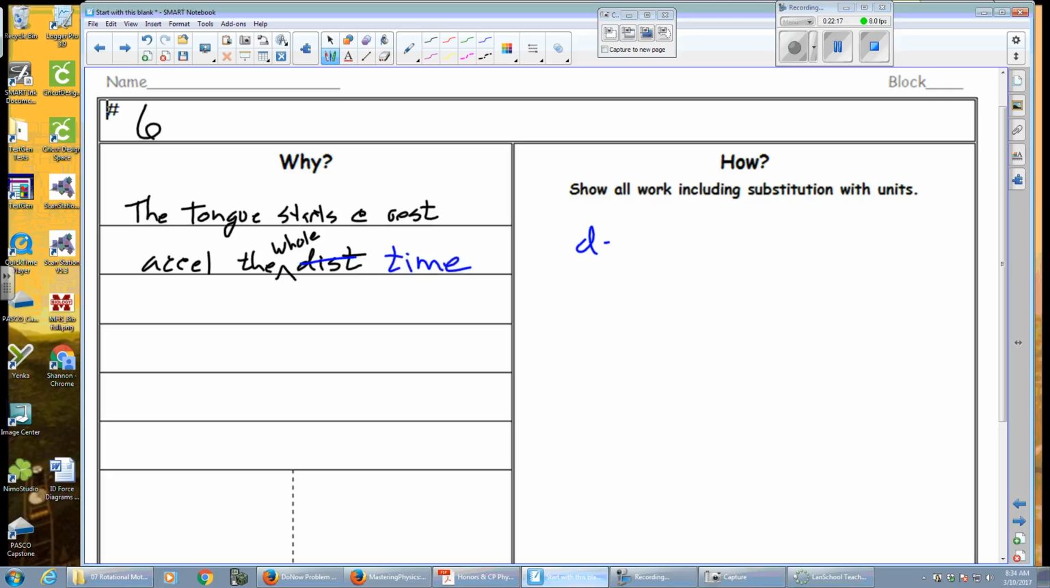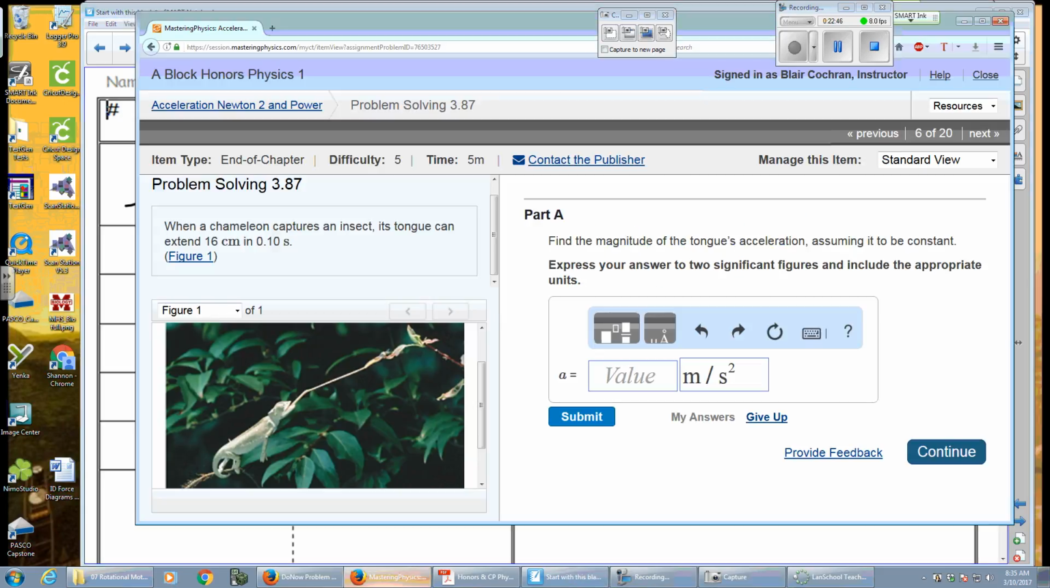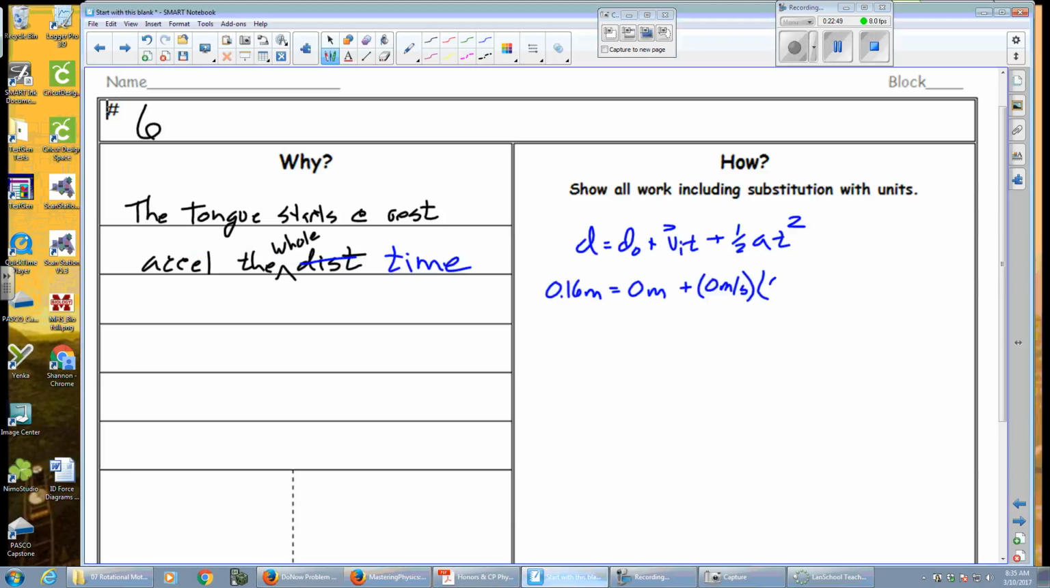So I'm going to write out d equals d naught plus v initial t plus 1/2 a t squared. Those should have been deltas, sorry. It ends up at 0.16 meters. I'm going to say where it started was 0 meters. The initial speed is, I'm just going quick because of the time, 0 meters per second. The time was what, 0.1 seconds? Yep. 0.1 seconds plus 1/2 a 0.1 seconds squared.